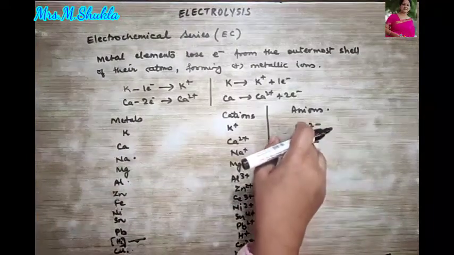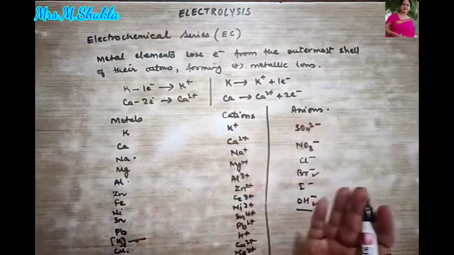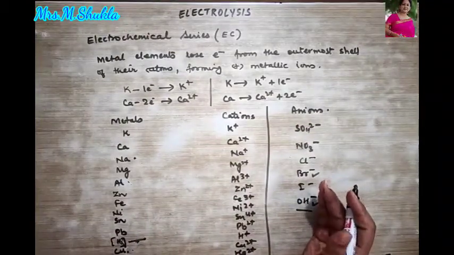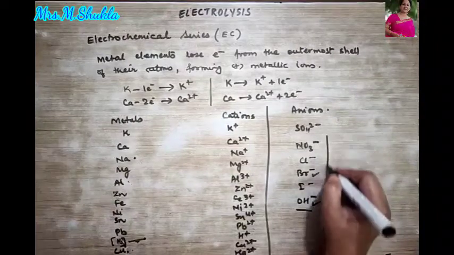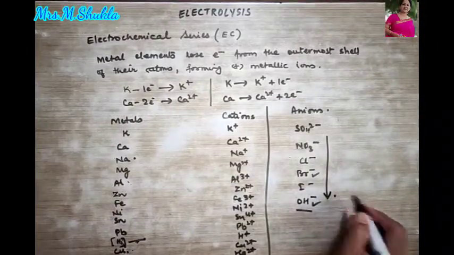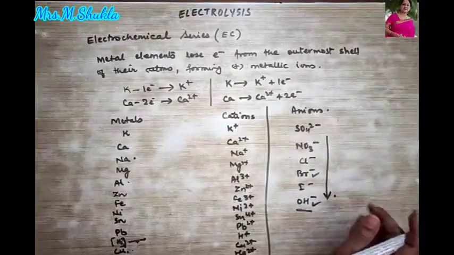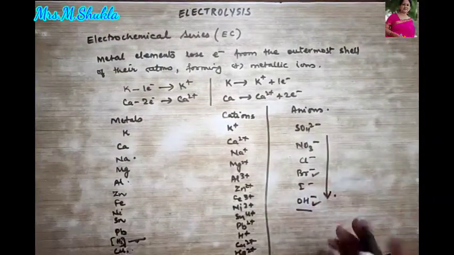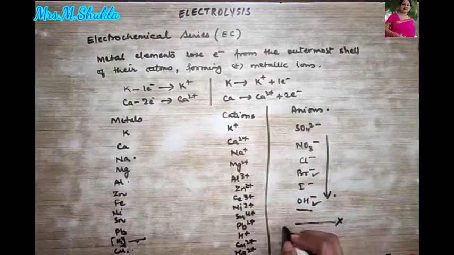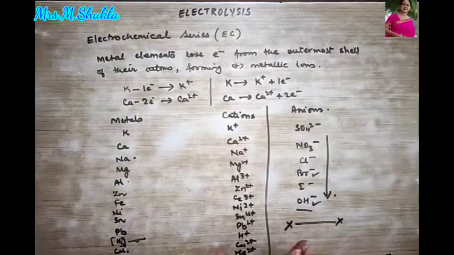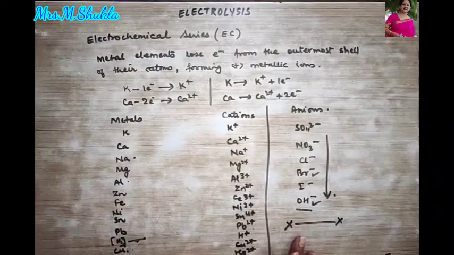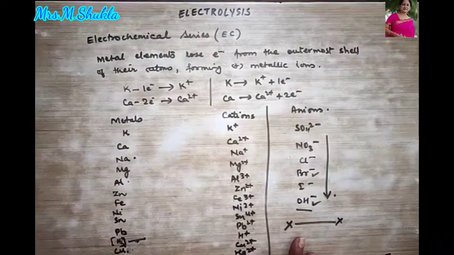The higher the position of the anion in the series, the more difficult it will be to lose an electron and get oxidized. So as we go down, what happens? The ease of discharge at the anode increases. Fine, so we stop over here. Next time I shall come back to you with the selective discharge of ions at electrodes. Thank you.